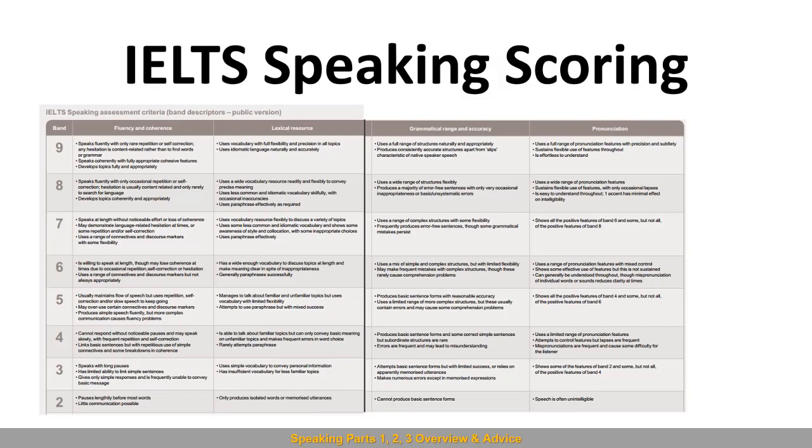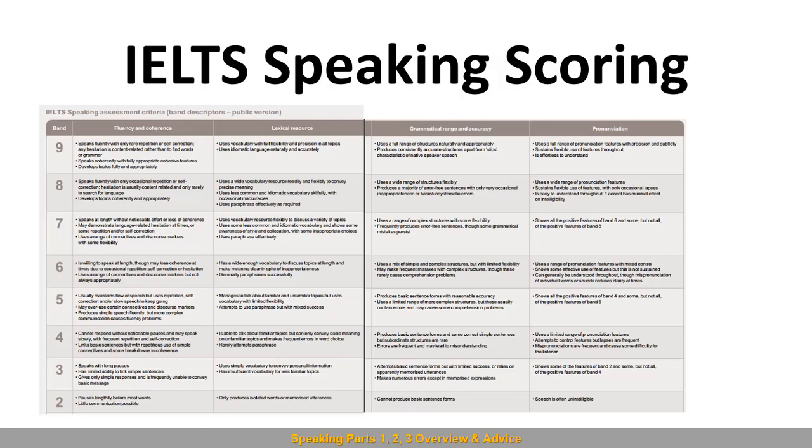So first, it's very important to know how your speaking is scored. On this screen, we have a picture of the public band descriptors. In other words, the public, us normal people, since we're not examiners, we can look at this paper and get a basic idea of how your score is calculated. The private version of the band descriptors is only for IELTS examiners, but it's very, very similar to this public version. So if you look on here, we have the band scores from 9 down to 2. It's actually down to 0, but for this picture, down to 2.